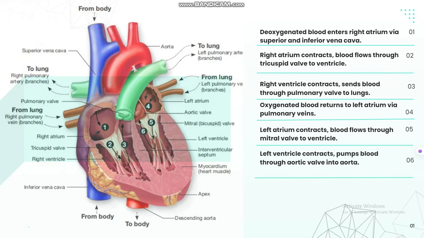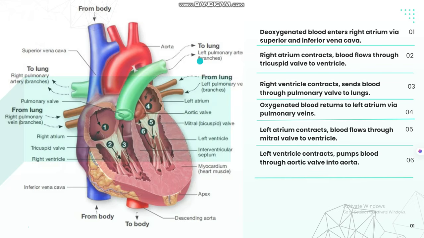So hope students, we just came to know about the blood flow inside the heart in 6 very small steps. The first step is that the deoxygenated blood enters the right atrium via the superior and inferior vena cava. Now the right atrium contracts, and blood flows through the tricuspid valve to the ventricle. Next, the ventricle contracts and sends the blood through the pulmonary valve to the lungs.